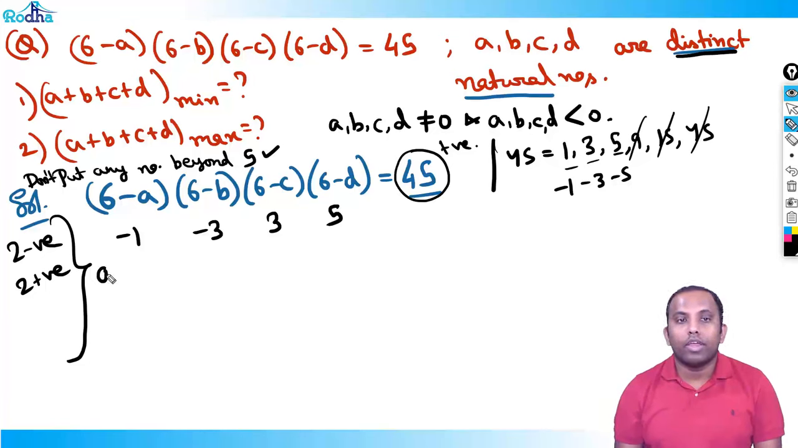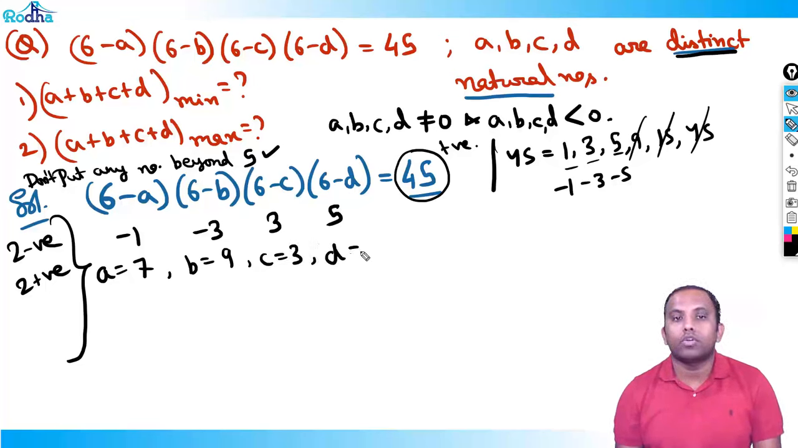If 6 minus A is -1, so A equals 7. If 6 minus B is -3, B is equal to 9. If 6 minus C is 3, then C equals 3. And if 6 minus D is 5, so D is equal to 1. So what is the minimum value? This should give the minimum value.